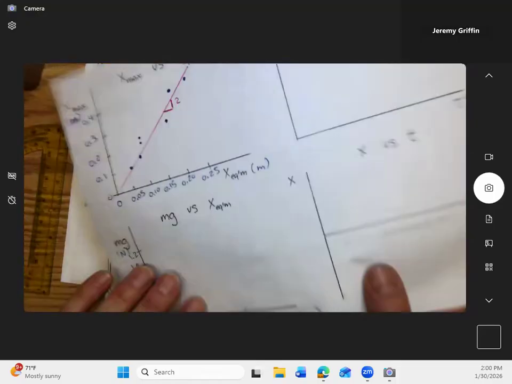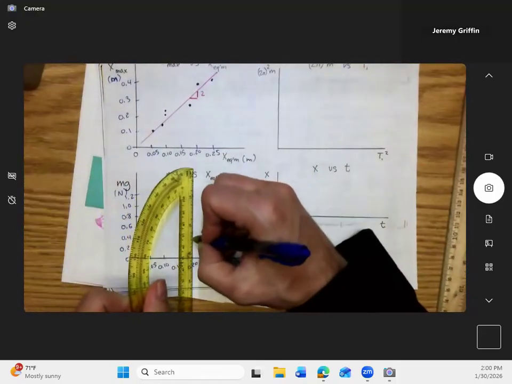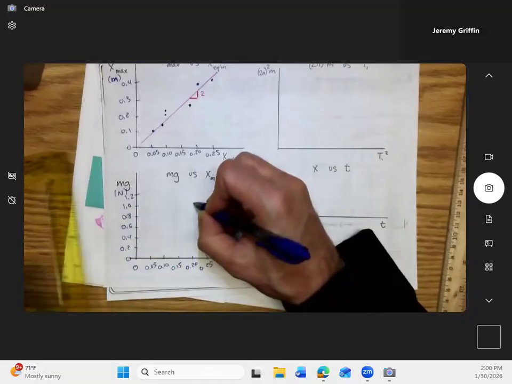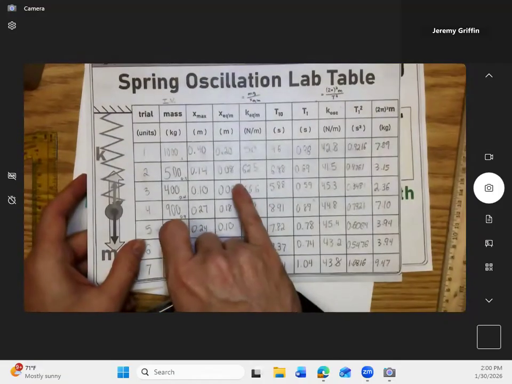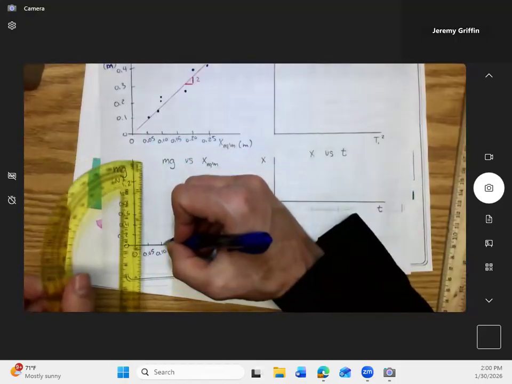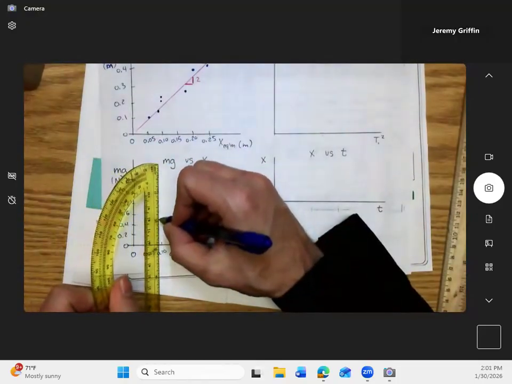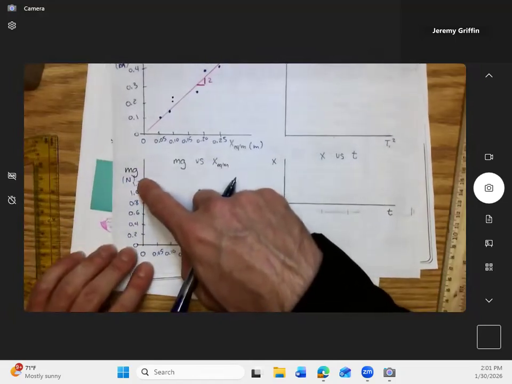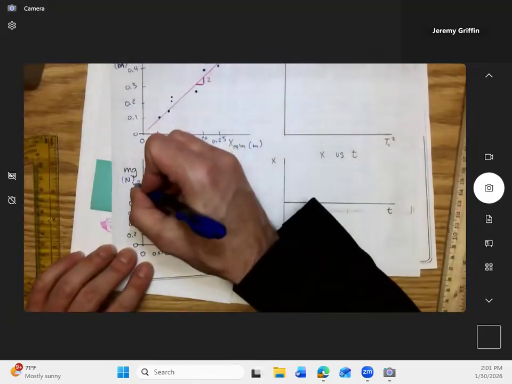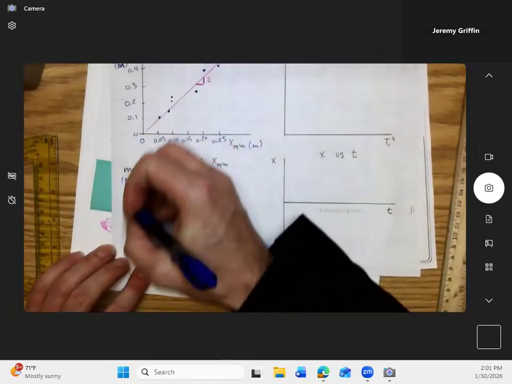So 10, 0.20, 10. It's right there. Bam. At that point. 0.08, 5, 0.08. Wait, why did I? Whoops. I'm so sorry, guys. I got the weight wrong by a factor of 10. All right, sorry. Let's scratch that.